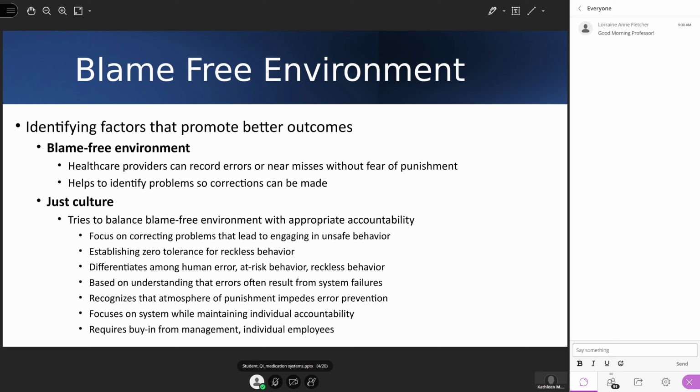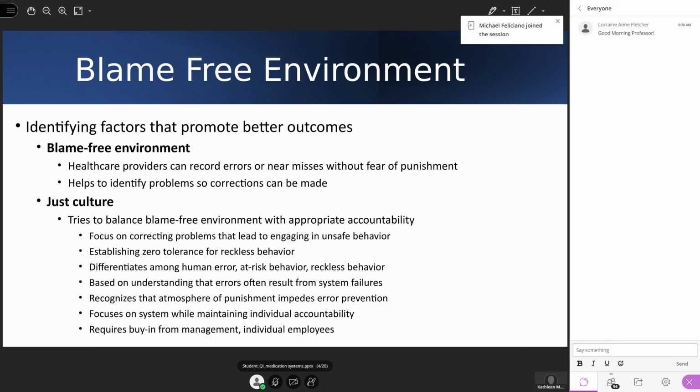One second, sorry, the next slide moved over. Okay, so blame-free environment. According to the IOM report, To Err Is Human, most errors are often a result of the healthcare system and not the fault of any single individual. Hence, To Err Is Human. So basically coming out and saying, as humans, we are going to err. So it is the responsibility of the systems that we are placed in to help keep the patient safe. We are going to make mistakes, but guardrails need to be in place to make sure that that's prevented as much as possible.